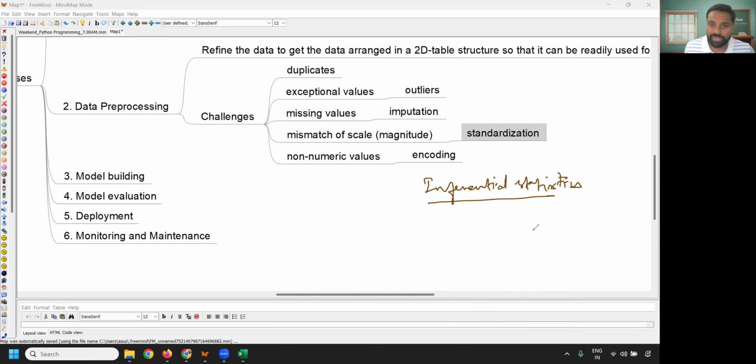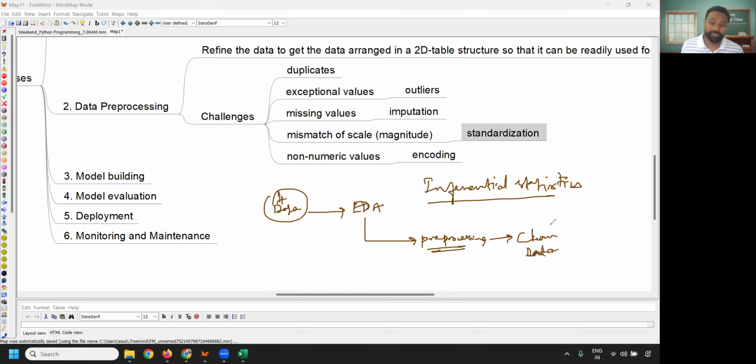So what we do is we take the data, historical data, do EDA, right? Understand the statistical information from that particular data. We will also understand what challenges the data has. So we do pre-processing. After pre-processing is done, we get clean data. This clean data will be used for model building. This is the next step, model building.